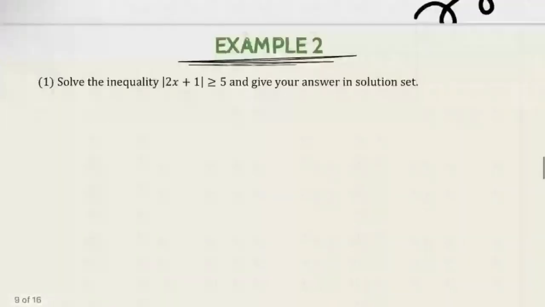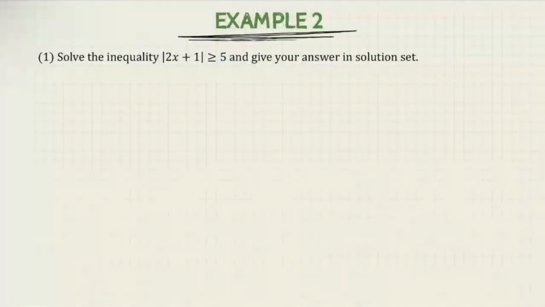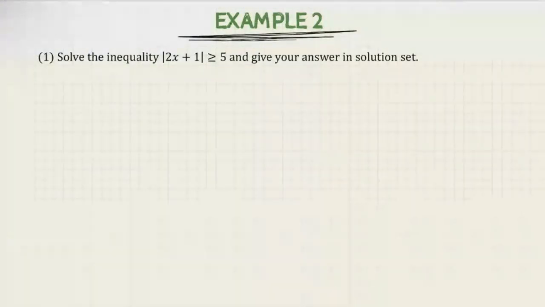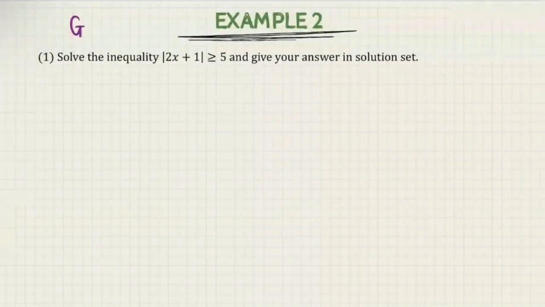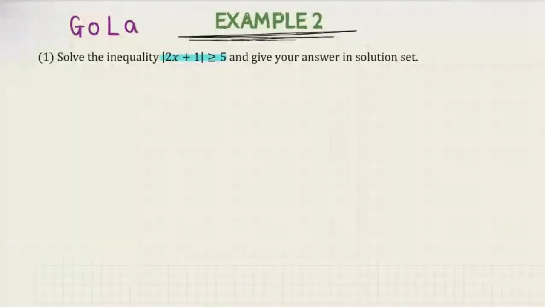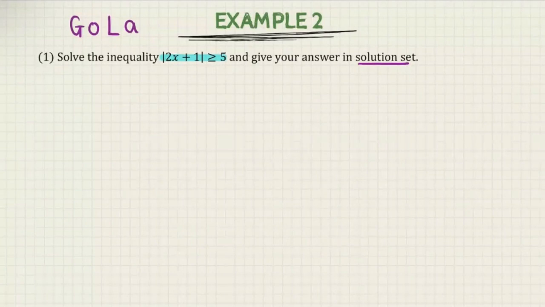Okay, so let's start with the first example. Saya rasa dapat tunjuk satu ataupun 2 example cukup ni. Okay, so macam mana kita nak identify gola tersebut? So kat sini tadi kita akan gunakan greater or less than n. Okay, so solve the inequality: modulus of 2x plus 1 greater than or equals to 5, and give your answer in, so dia mention kat sini, solution set.